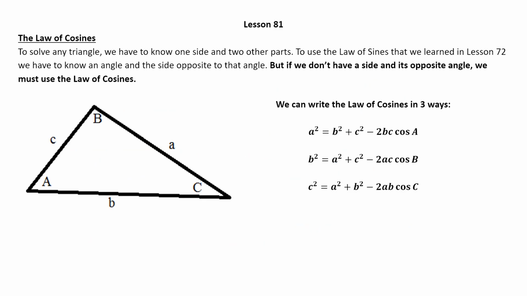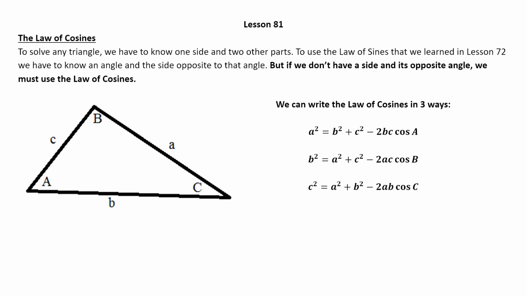This is lesson 81, the law of cosines. To solve any triangle, we have to know one side and two other parts. We talked about this before. If you're going to solve a triangle, you have to know one side and two other parts. To use the law of sines that we learned in lesson 72, we have to know an angle and the side opposite to that angle. But if we don't have a side and its opposite angle, we must use the law of cosines.